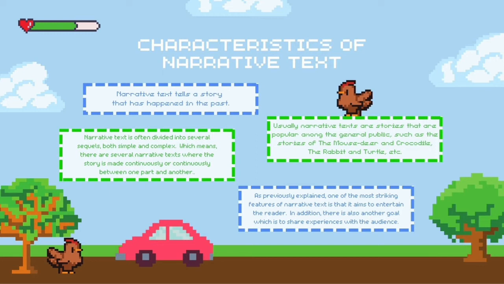And then the last one, as previously explained, one of the most striking features of narrative text is that it aims to entertain the reader. In addition, there is also another goal, which is to share experience with the audience.